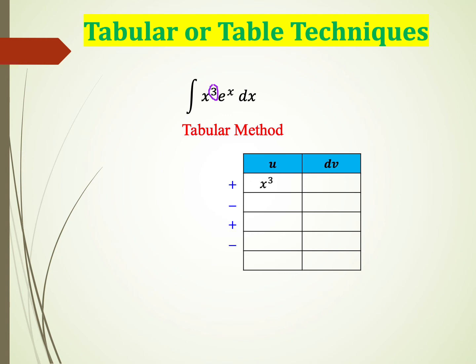So let's start with u. If you remember, u is algebraic, like this one, or polynomial. So this will be u. I will go forward to find the derivative. So the derivative will be 3x squared. Then the derivative again will be 6x. Then the derivative again will be 6. Then the derivative again, 0. That's it. We finished the derivative 3 times.